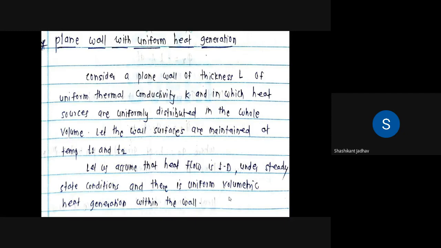So already we have derived the equation for the plane wall. In that we considered Qg equal to 0. But in this case we are considering a plane wall having thickness L and uniform thermal conductivity K, and in that element heat sources are uniformly distributed in the whole volume.